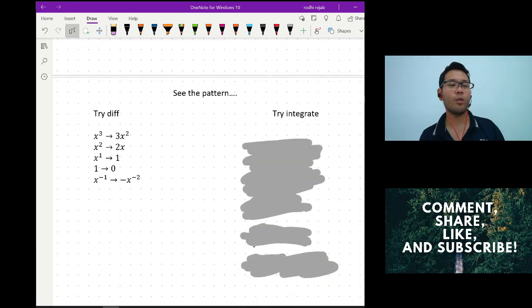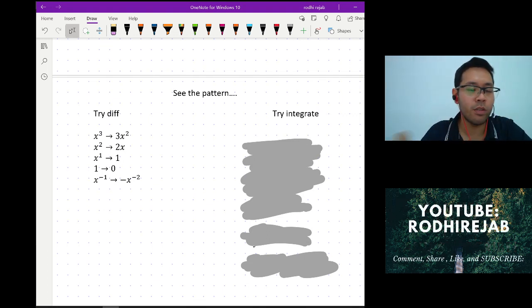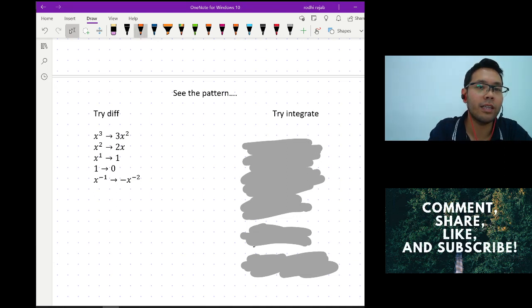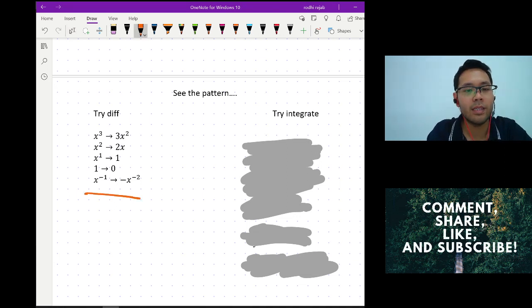So this one here, I want you to see some pattern. For differentiation here, you can see on the left side the power just reduces by 1, as x cubed becomes x squared, x squared becomes x, x becomes 1, and so on. And you can see that differentiating 1 equals 0, a constant. Differentiating x to the power of negative 1, I got negative x to the power of negative 2. Now let's try integrate.